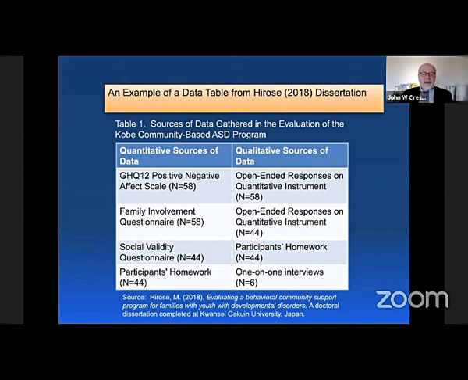And this is actually from my wife's Japanese mixed methods study, looking at a behavioral community support program in the area of autism spectrum disorder, ASD. She had a table much like this, with quantitative sources of data and qualitative sources of data. So be very specific about the type of data that you're going to integrate or bring together there. Okay, so these are the 10 practices.